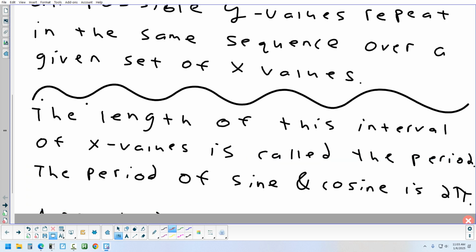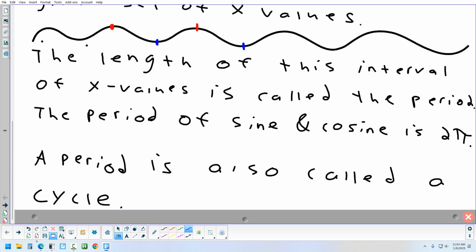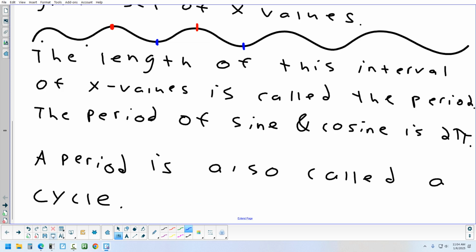So 2 pi is the distance between 2 corresponding points in different cycles. Whether you look from here to here, or from there to there, like the low point to the low point, the high point to the high point, the distance should be 2 pi. I've kind of been using these 2 words interchangeably: period length, cycle length. They mean the same thing. That is 1 cycle of the sine function. It's 1 full period of the sine function.